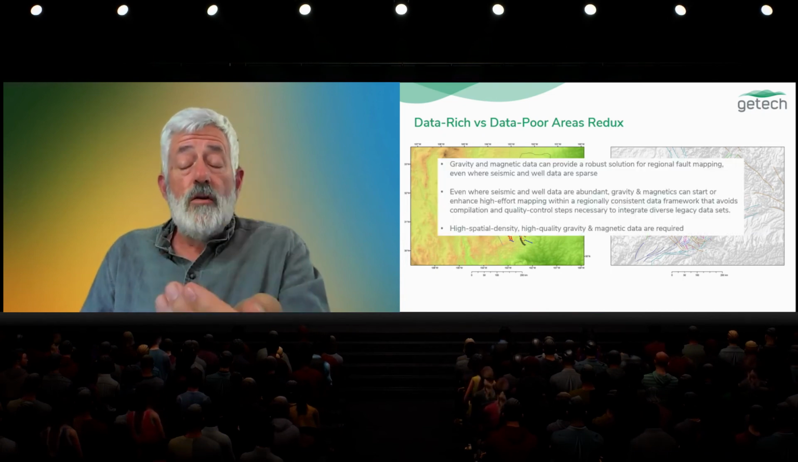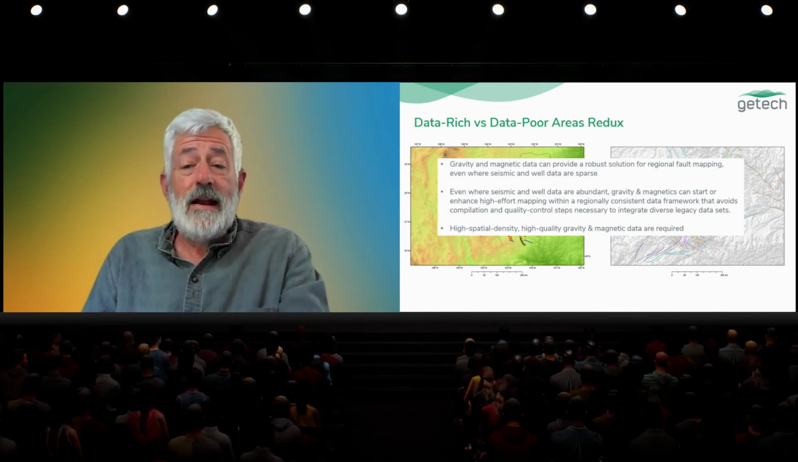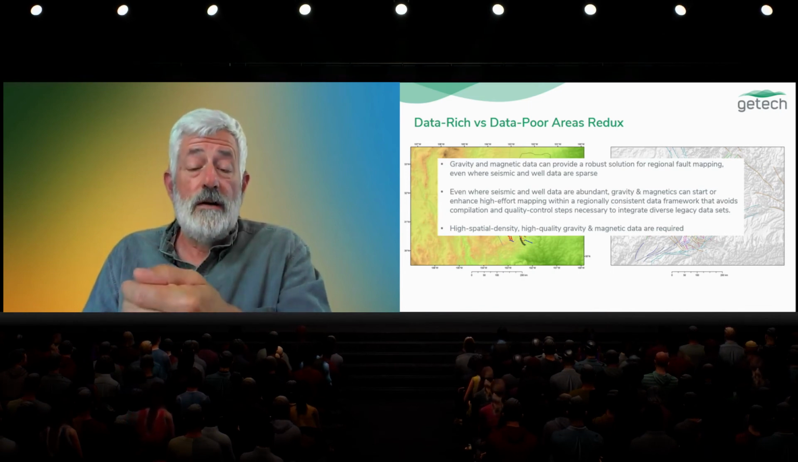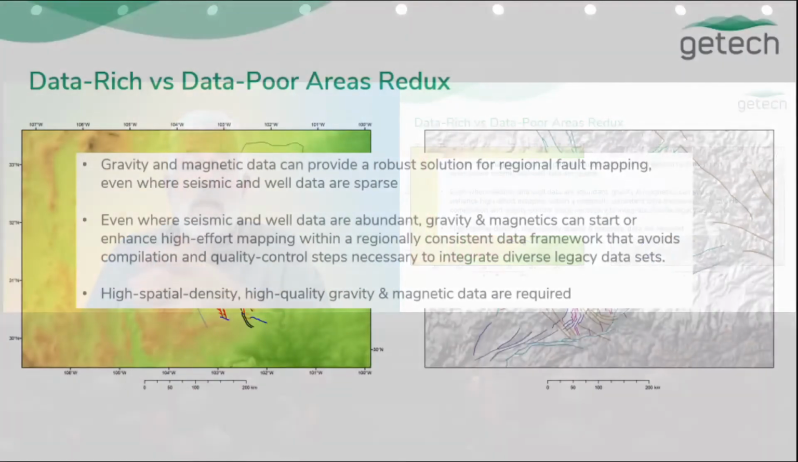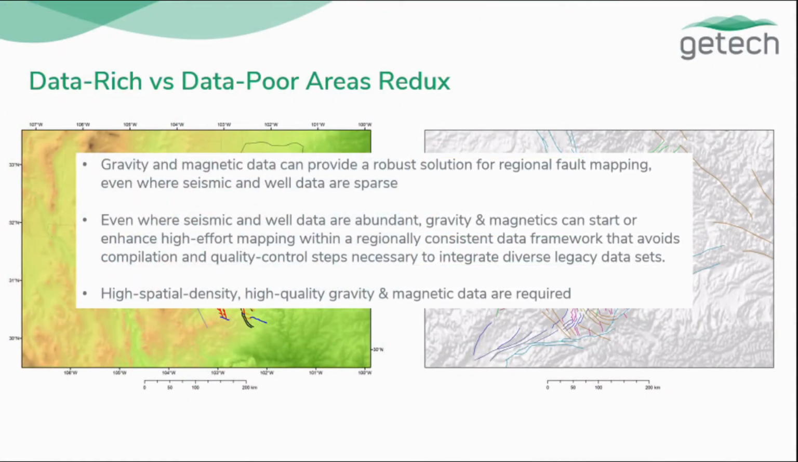And so if you don't have any other kind of data, gravity and magnetics is a good place to start. Even if you do have a lot of data, it's still a good place to start, because if you can have that kind of framework from a regionally extensive and consistent data set, then you're probably a lot farther down the line when you go to do the high effort mapping that comes from the data richness, if you have that available. The only caveat I would add is that you really do have to have good geopotential fields data in order to do that kind of job.